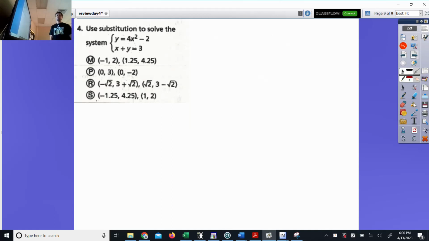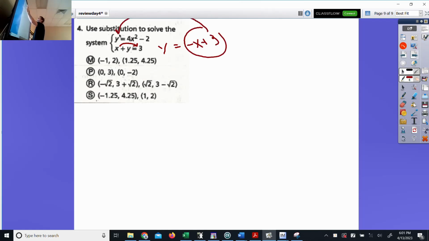Use substitution to solve the system. Now, this is a valid non-calculator question. It really is. But I'll show you how to check on the calculator too. Take your x, move it on over. y is -x plus 3. And now you can put it right there. -x plus 3 equals 4x squared minus 2.